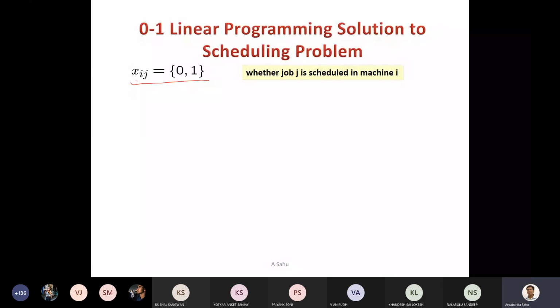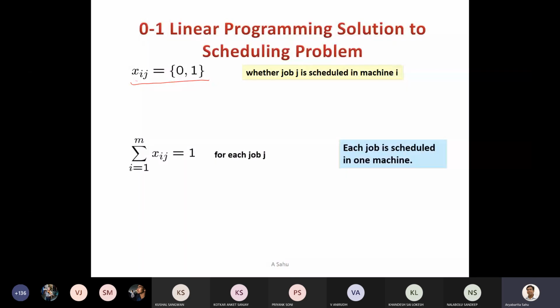And this is another thing we're trying to do: the summation of x_ij from i equal to 1 to m is equal to 1 for each job j. For each job, this summation is 1. We know x_ij is binary, either 0 or 1. Whenever I say for all the machines for a particular job the sum of x_ij is equal to 1, that means each job is scheduled on only one machine.